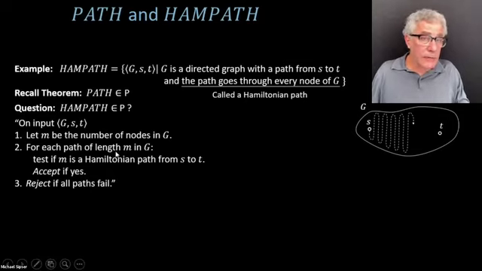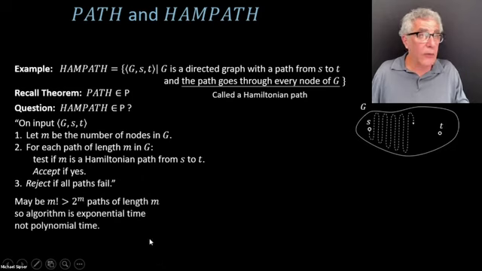The difficulty is that there are so many possible paths that it's going to take you an exponential number of steps to execute this algorithm. It's not a polynomial time algorithm because there are many possible paths that you could go through. With a very crude bound, but you really can't improve that significantly, there would be m factorial, which is going to be much greater than 2 to the m paths of length m. So the algorithm is going to run for exponential time and not polynomial time.